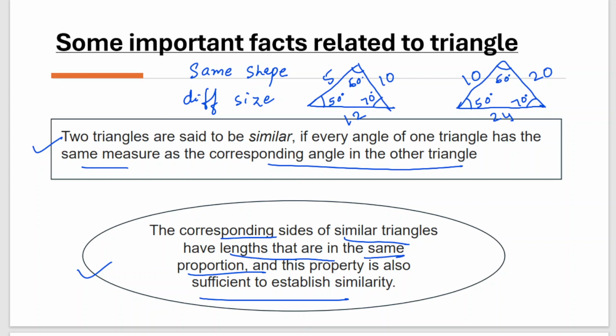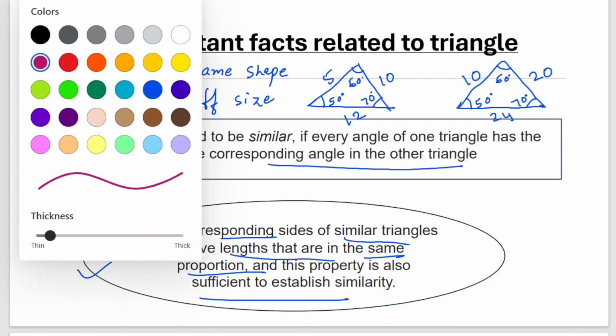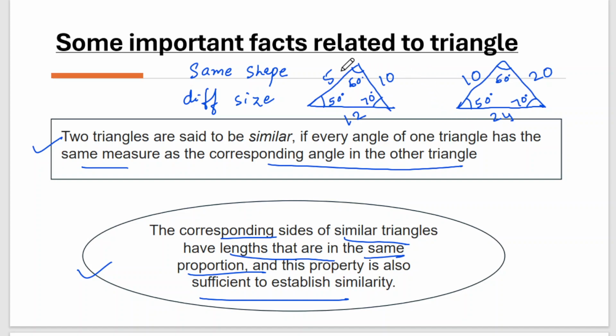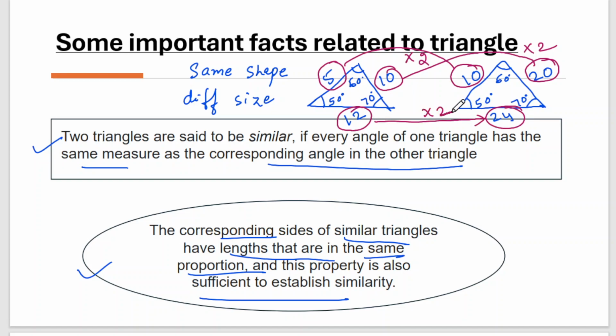Now you can see this is 5 unit, but this is 10 units. How many times? It is 2 times. This is 10 units, this is 20 units. That means they are corresponding sides. How many times? 2 times. This is 12 and this is 24. How many times? 2 times. That means this triangle is double of this.